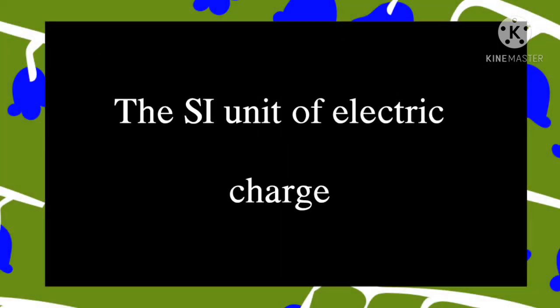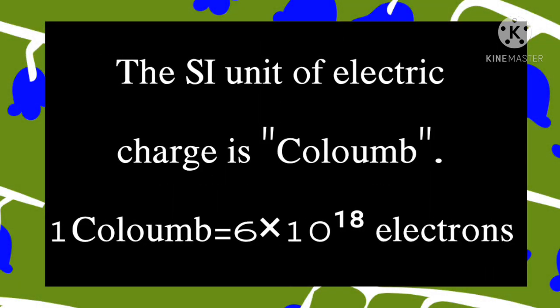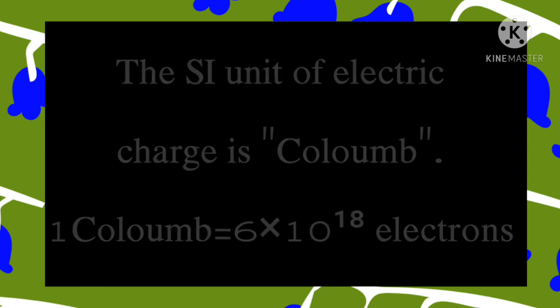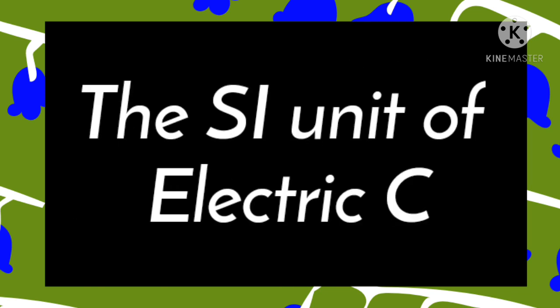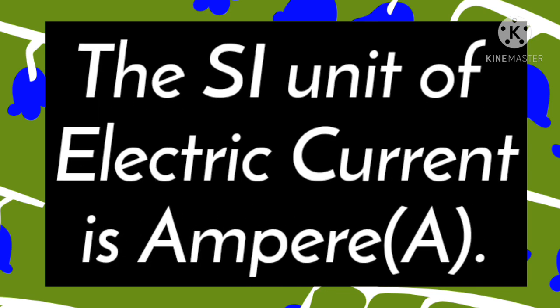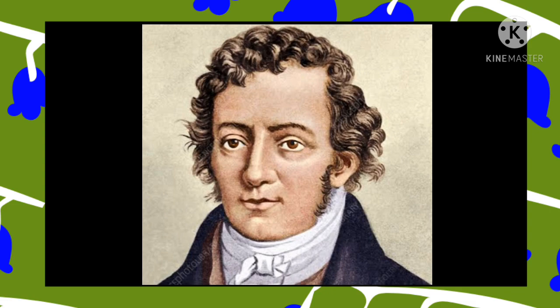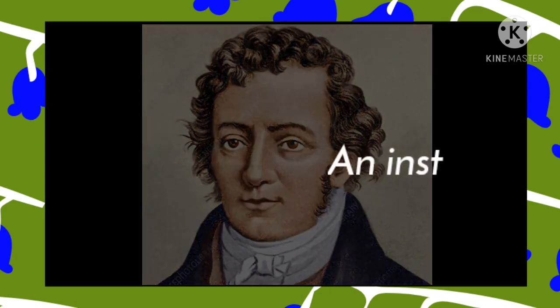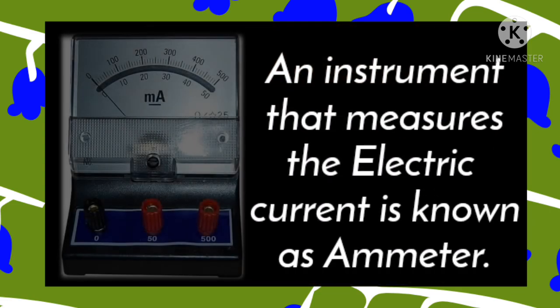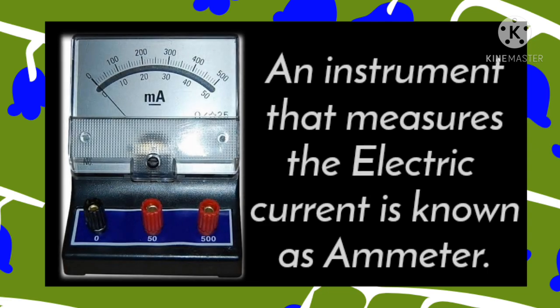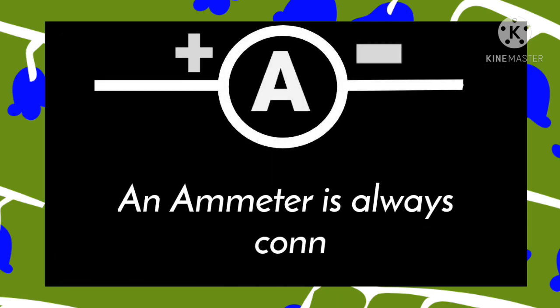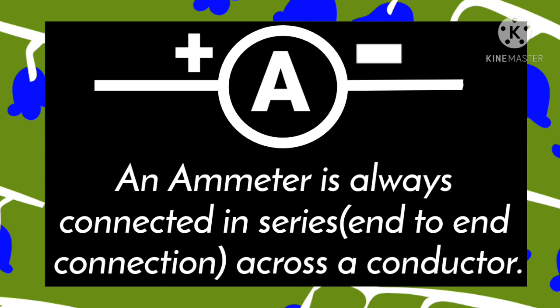The SI unit of electric charge is coulomb. 1 coulomb is equal to 6 into 10 to the power 18 electrons. The SI unit of electric current is ampere, represented with the capital A, named after the scientist Henri-Marie Ampere. An instrument that measures the electric current is called an ammeter. An ammeter is always connected in series across a conductor.